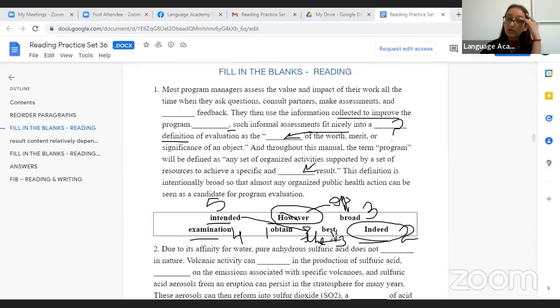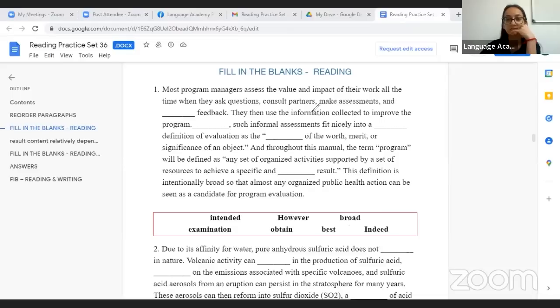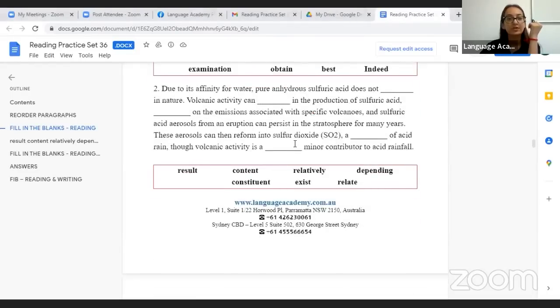All words that end with TION are nouns. I hope it's clear with everybody. Any doubts anybody has? Examination is a noun. So you can listen to the repetitions of the answers by going back to the recordings.